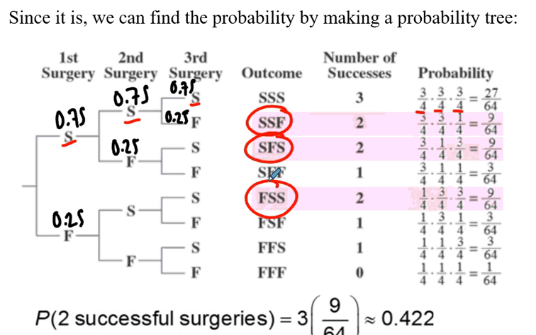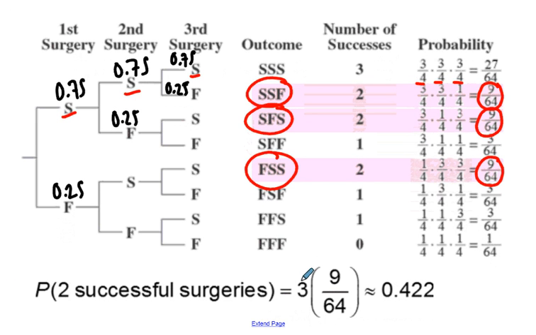If I look, all of them had a probability of occurring as 9 over 64. And so all I need to do is 9 over 64 plus 9 over 64 plus 9 over 64, or just 3 times 9 out of 64. There were 3 ways to get 2 successes. Each of them had a probability of occurring 9 over 64.